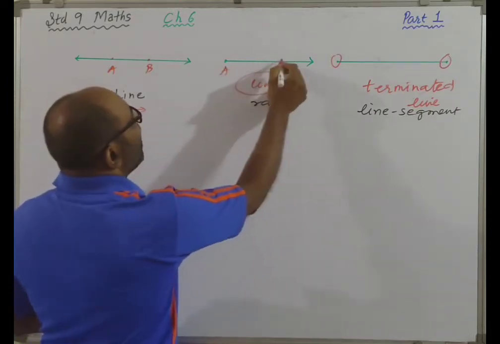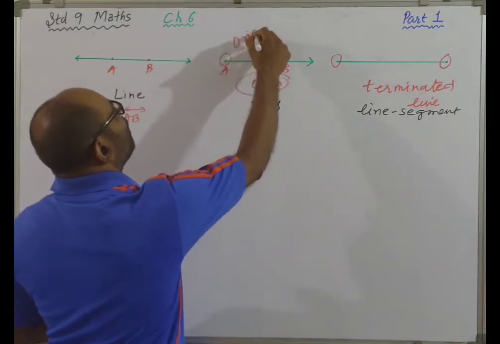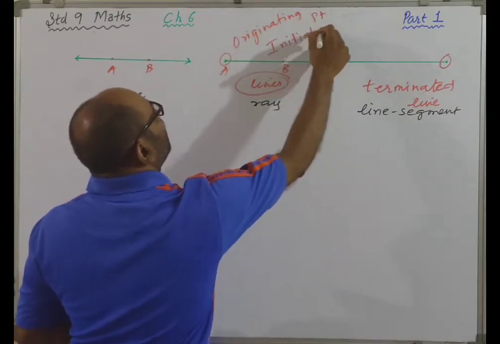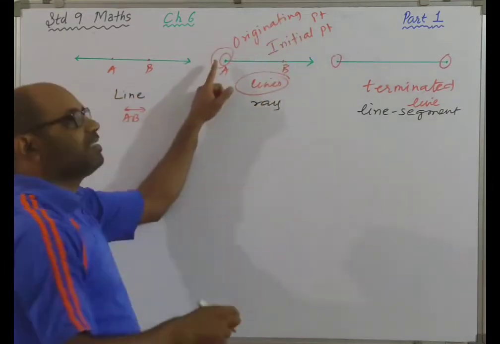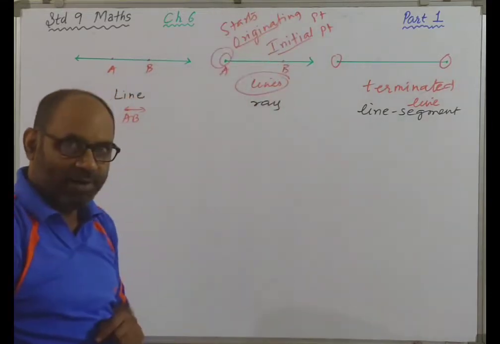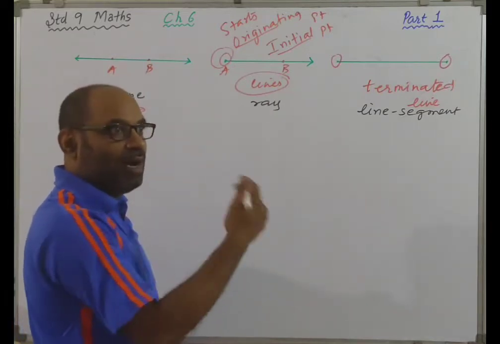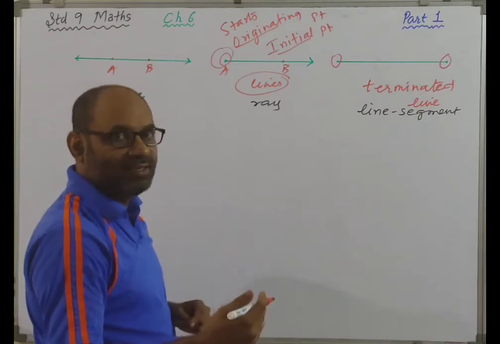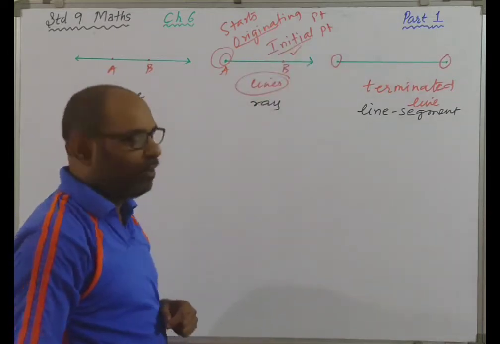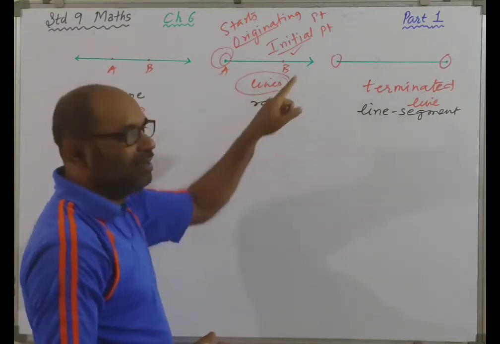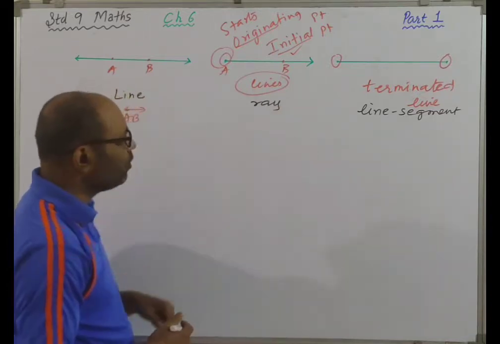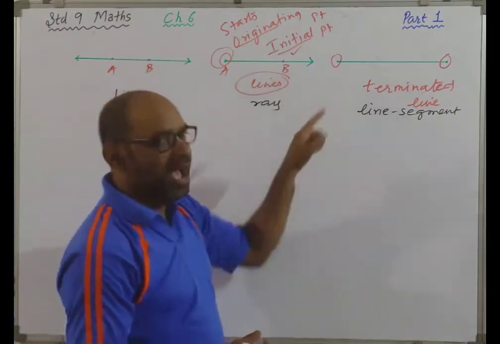This is, suppose, ray AB. The originating point, or it is also called the initial point. It initiates, originates, starts, so it is called the initial point. Okay? Vahan se shuru hota hai. Shuru hona matlab to initialize, to initiate. Mostly we'll be using this word for ray. Initial point is the one end point that it has. The other end extends without stopping, endlessly. Okay, this is line, this is ray, and this is line segment.